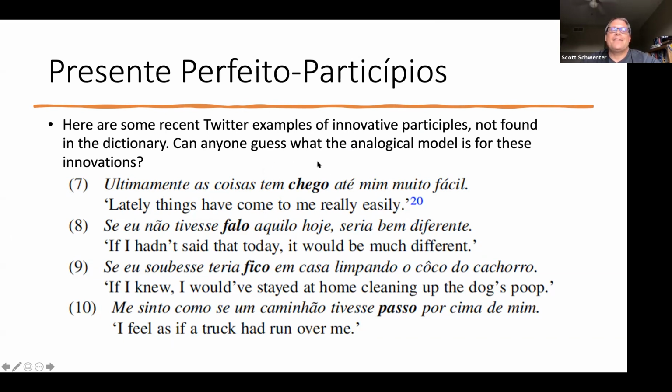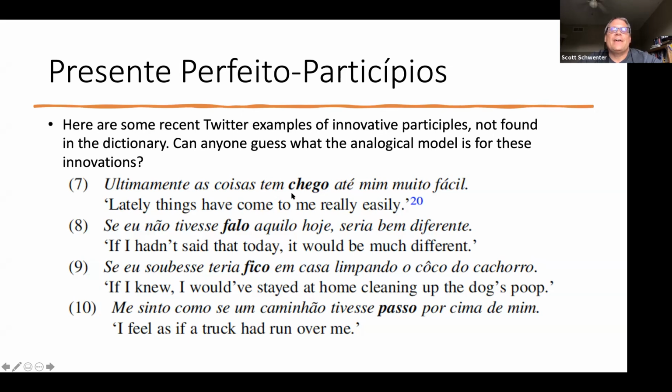Can anyone guess what the model is for these innovations? Like, where are these coming from? And you find these are super easy to find. Mark can't answer here. He's not allowed. I don't know if I'm right, but they are doing the same thing that you were showing us before with the infinitivo personal, like they are putting the same conjugation that they have at the beginning.